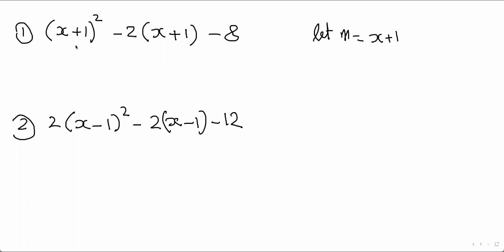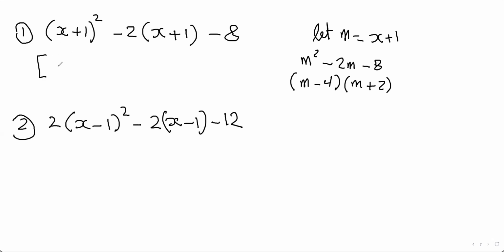So some students find it easier to let m equal x plus 1. So they could write this as m squared, because x plus 1 is m. So it's going to be m squared minus 2m minus 8. They factor this first, and that factors into m minus 4, m plus 2. And then they go back and take the x plus 1, put it in for the m here and the m here.